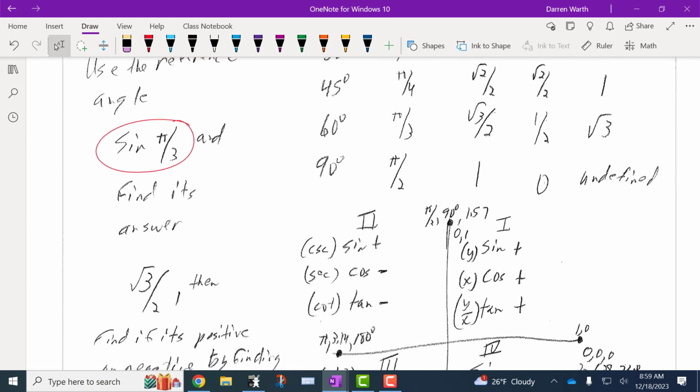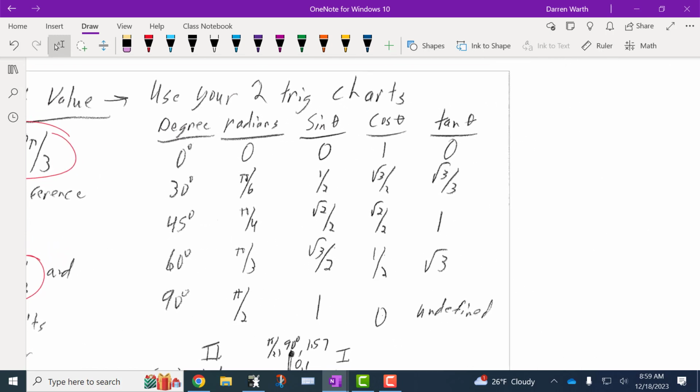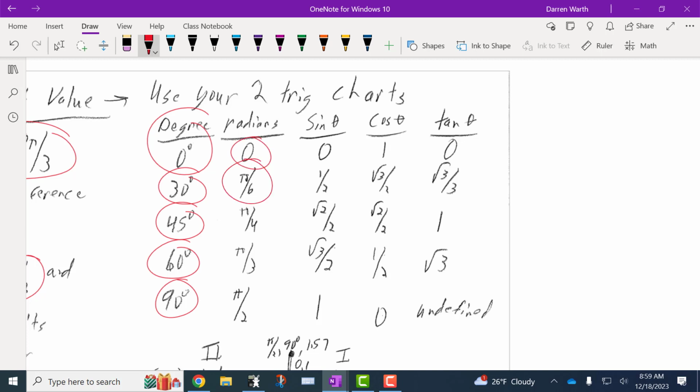So notice, we're going to need our chart here. Just as a reminder, here's our first chart. First column, you can write down your degrees: 0, 30, 45, 60, and 90. Second column is going to be radians. That's pi over 6, because 180 divided by 6 is 30. Pi over 4 is 45, because 180 divided by 4 is 45. Pi over 3, 180 divided by 3 is 60. And pi over 2, 180 divided by 2 is 90.